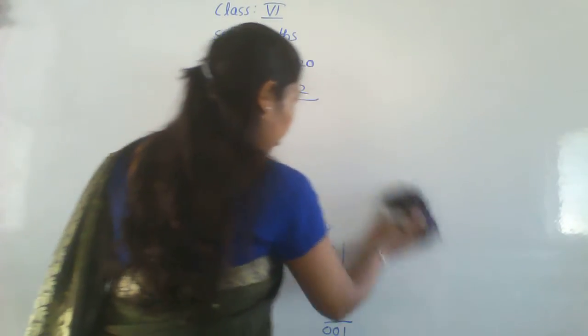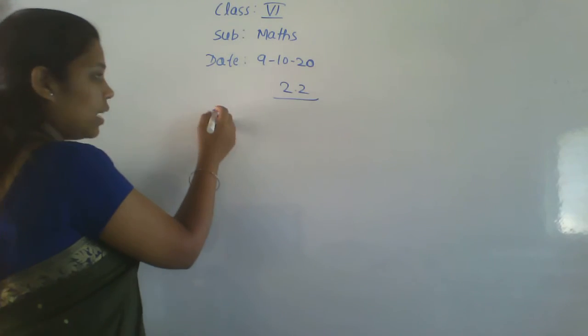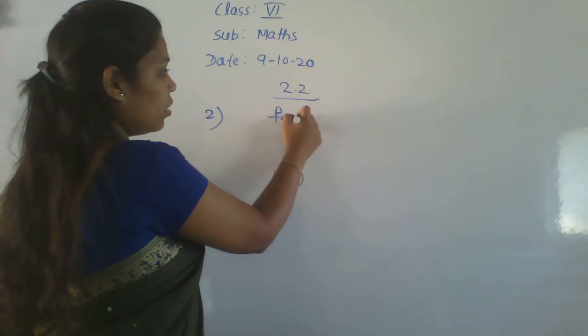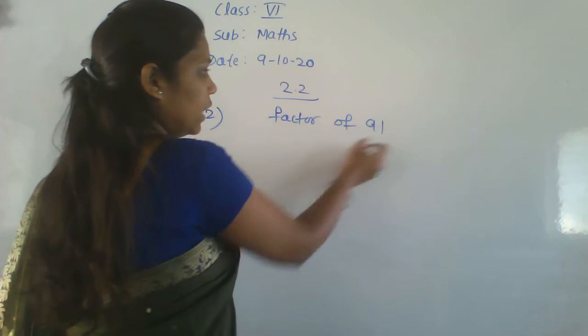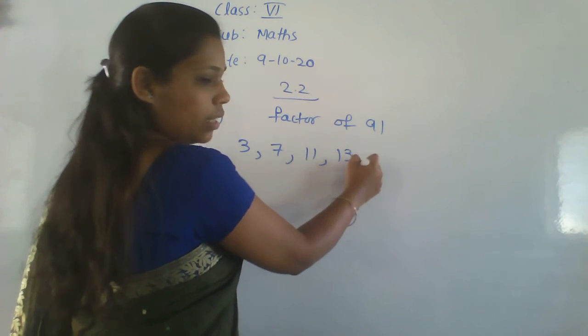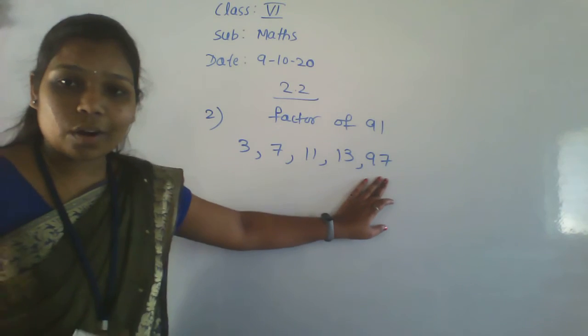Second main. Which of the following numbers are factors of 91? They are asking here. You have to check. They have given the numbers 3, 7, 11, 13 and 97. 97 is not at all a factor.